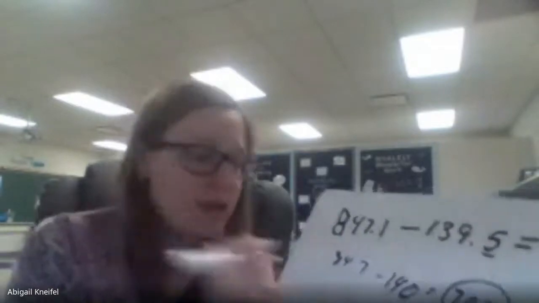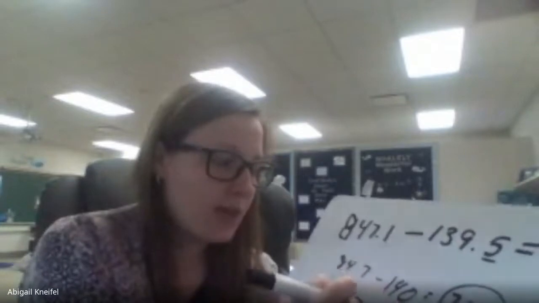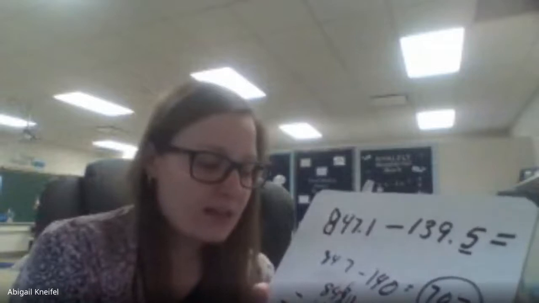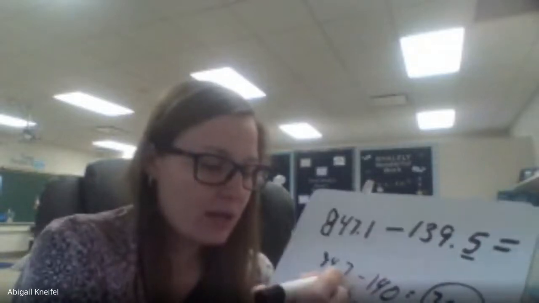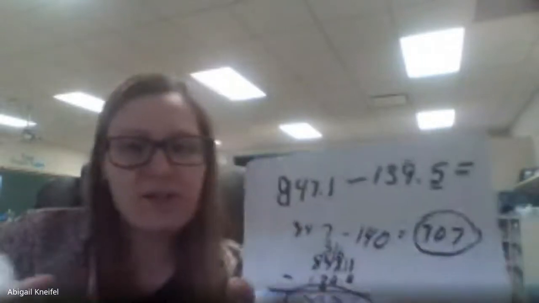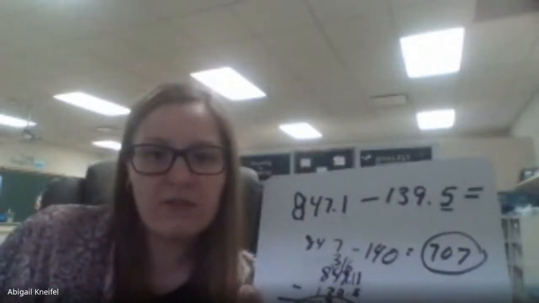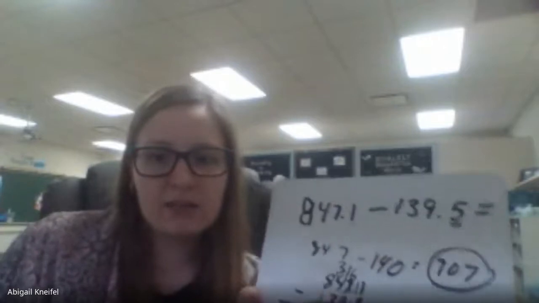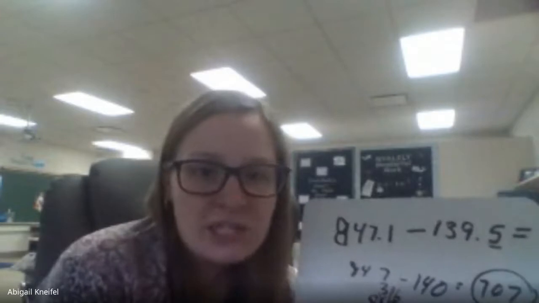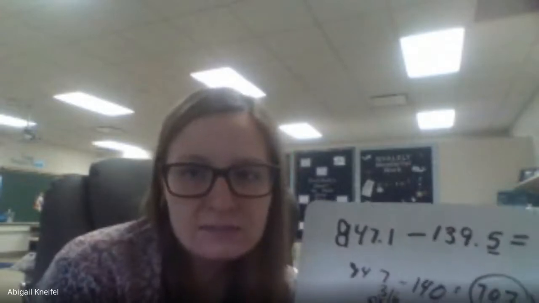And I'm going to do the actual problem now. 847 and 1/10 minus 139 and 5/10. Got to borrow from the 7. The 7 becomes a 6. The 1 becomes an 11. 11 minus 5 is 6. Bring down my decimal. Got to borrow again. That is 707. The correct answer is 707 and 6/10. Let me see your boards, friends. Estimation should have been 707. Actual answer 707 and 6/10.